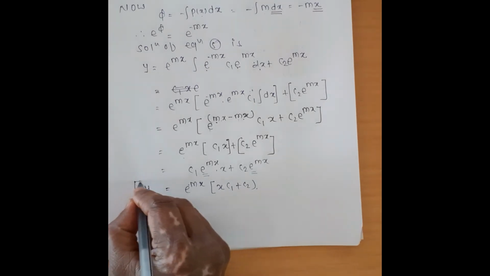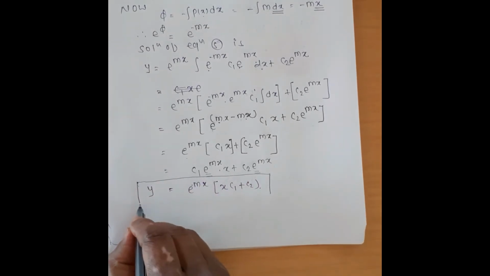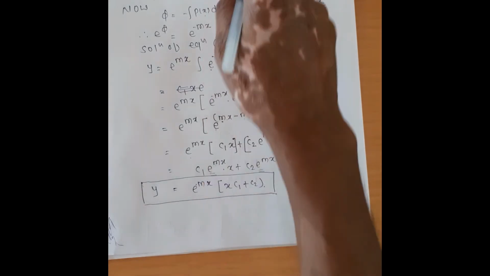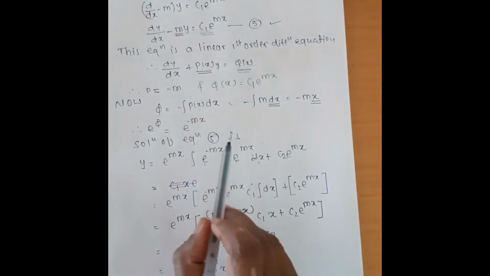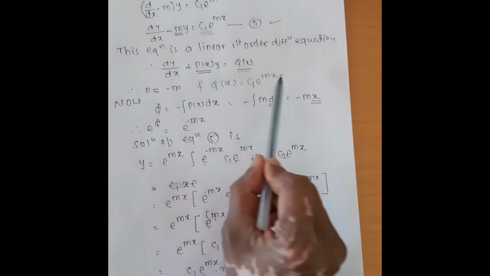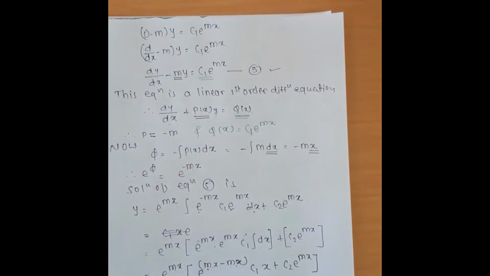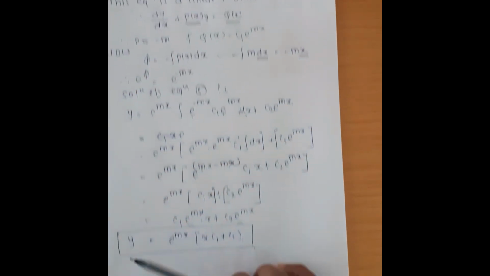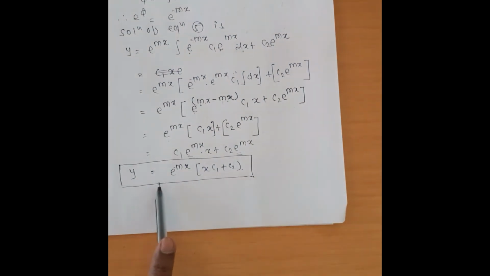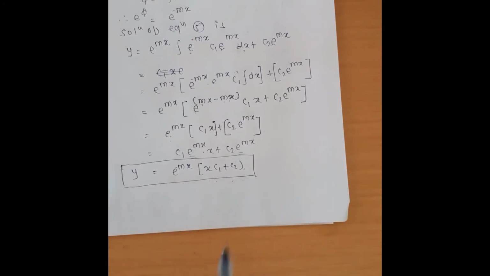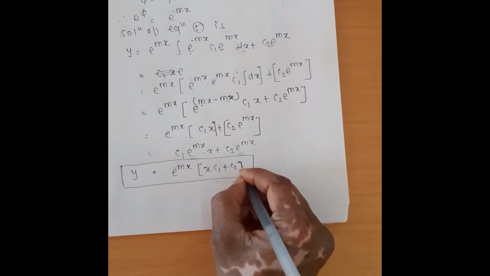And you know, therefore c1 and c2 are arbitrary constants. This is the solution of equation 5. The equation is given here. The solution of that equation is y equals e raised to mx, x into c1 plus c2. This is our complete equation.